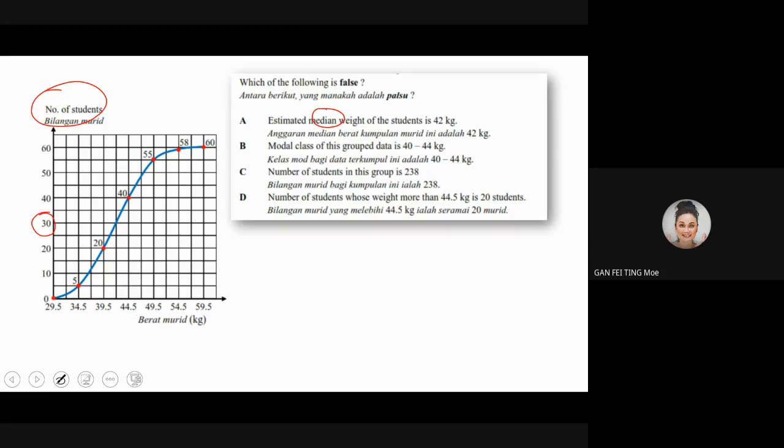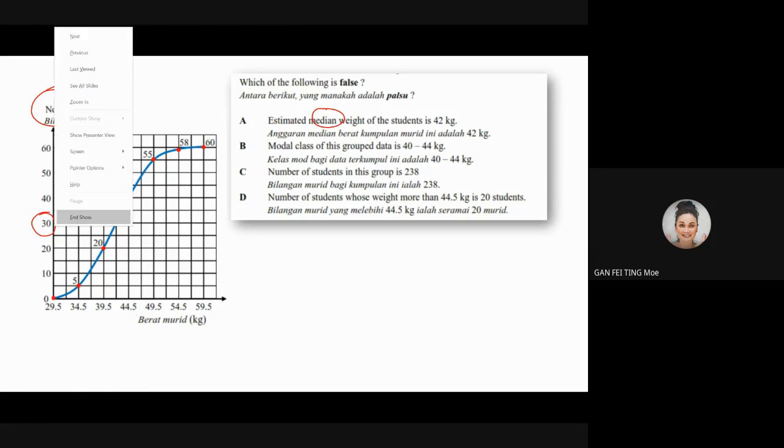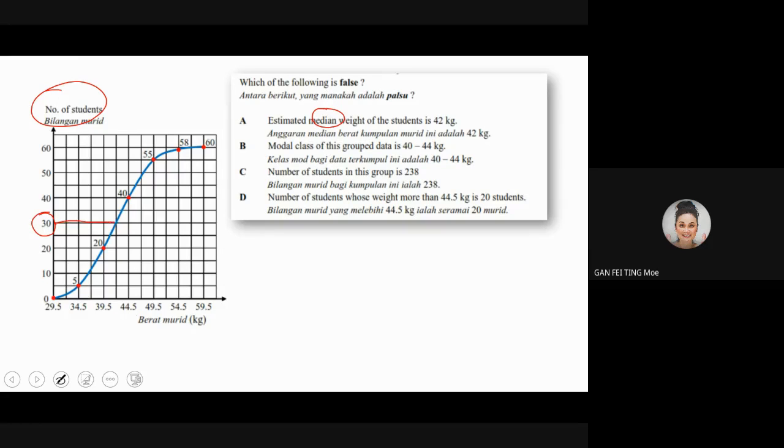Right? 30 is here. So you bring a straight line in and you check the value. What is this value? The arrow pointed at the midpoint between 39.5 and 44.5. So you get your calculator very fast. 44.5 plus 39.5, you divide it by 2. Okay, you will get 42.